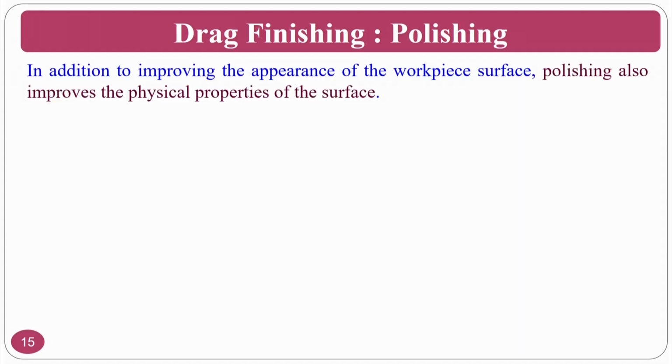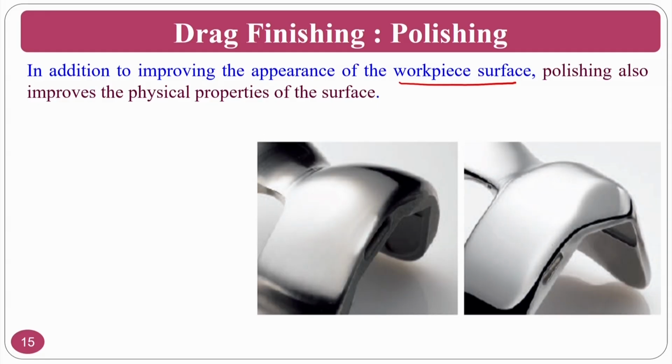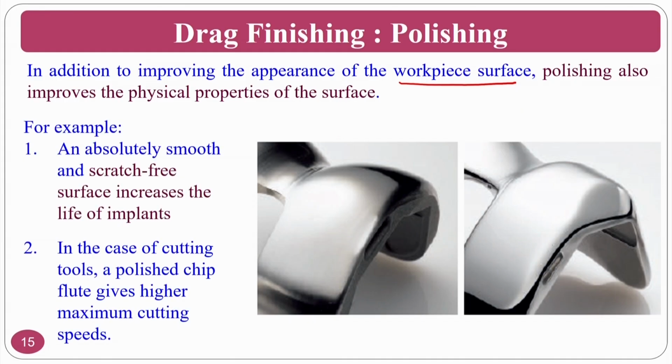Again, the drag finishing process also can be used for polishing applications. In addition to improving the appearance of the workpiece surface, polishing also improves the physical properties of the surface. That means that it will improve the aesthetic appeal, at the same time it will reduce the surface peaks. Okay. So, for example, absolutely smooth scratch free surfaces can improve the implant life.